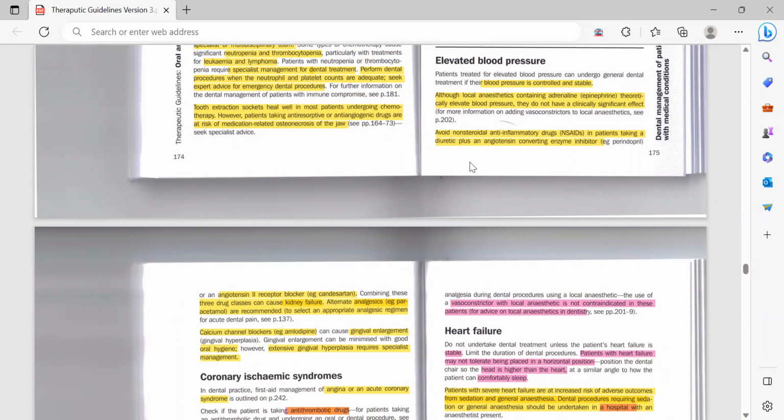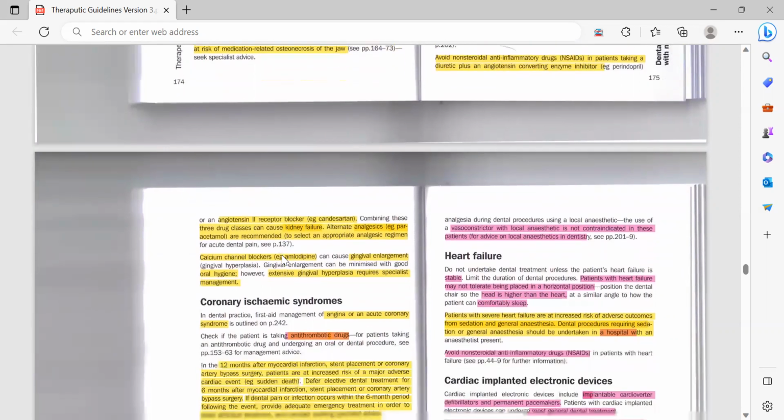So the summary is you should avoid giving these ACE inhibitors or angiotensin 2 receptor blockers to the patient, right? These should be prescribed to him by his specialist. But what you can prescribe here is the painkiller, which is the NSAID. So the point to remember is do not prescribe NSAIDs to a patient who has hypertension. Alternate analgesia, example paracetamol, is recommended.